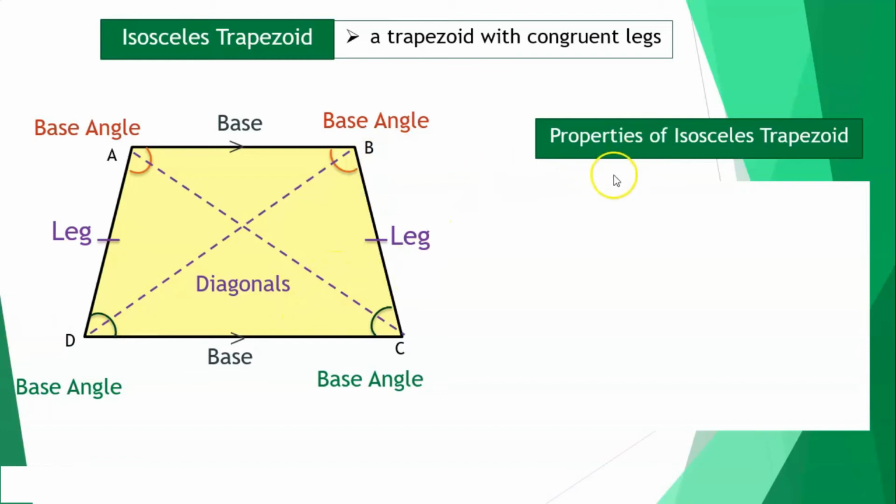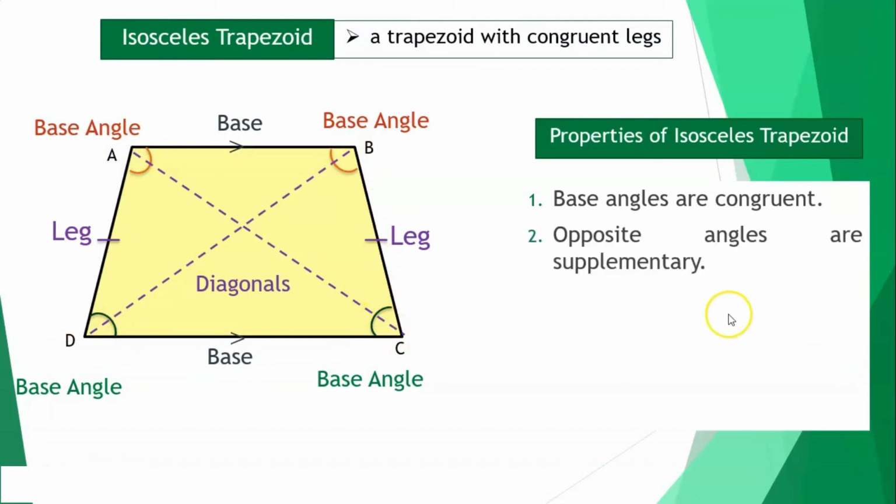Now, there are different properties of an isosceles trapezoid. Number 1, the base angles are congruent. So with that, angle A is congruent to angle B. Another set is angle D is congruent to angle C. Okay, another. Opposite angles are supplementary angles. So with that, angle A plus angle C, that should sum up to 180 degrees. The same thing with angle B and angle D. Next, diagonals are congruent. So with that, BD is congruent to segment AC.